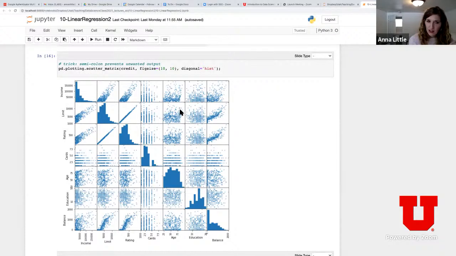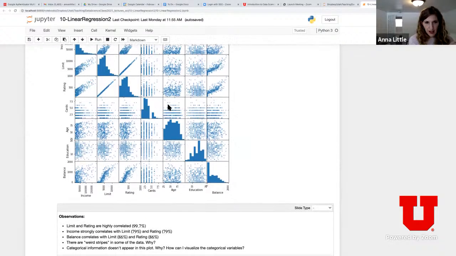It's useful to take a look at this, though, because you might discover a nonlinear pattern or relationship between some of your variables that you couldn't see in the correlation matrix. And you can get a sense of which ones are strongly correlated. You do see some weird kind of lines going on here.